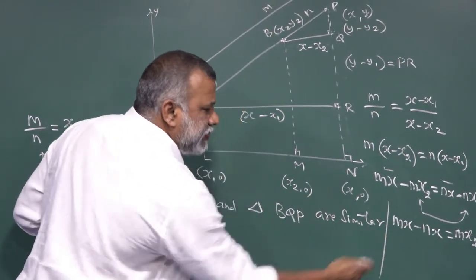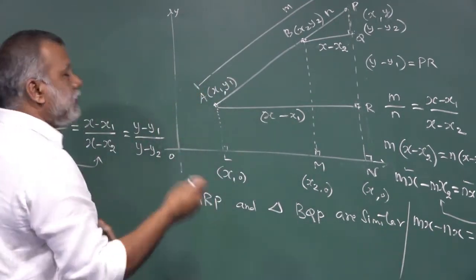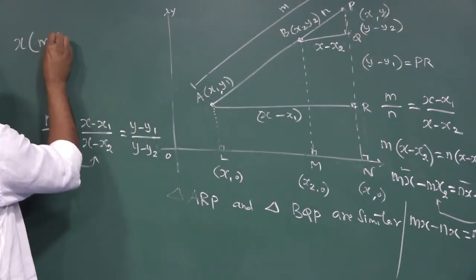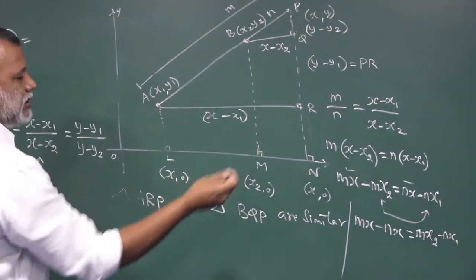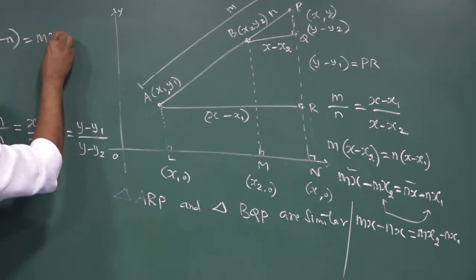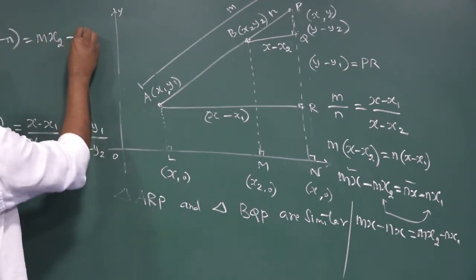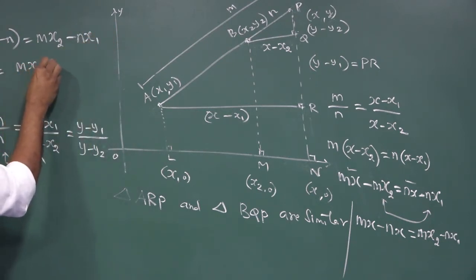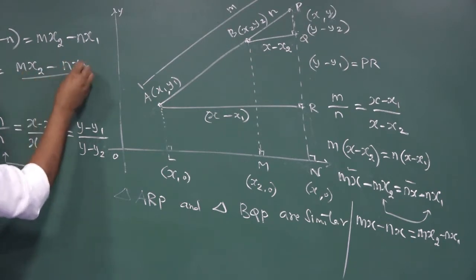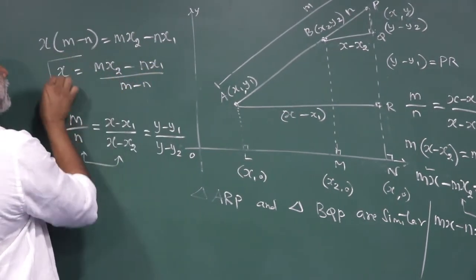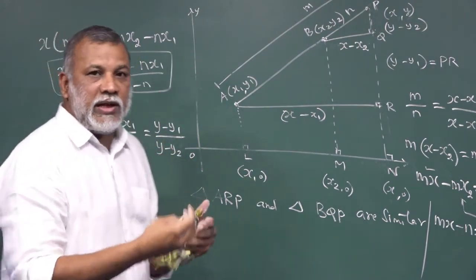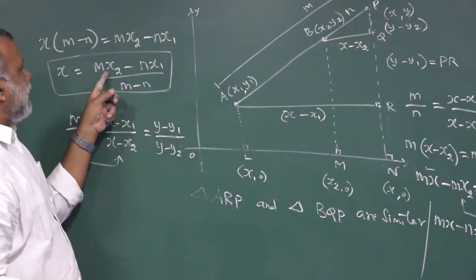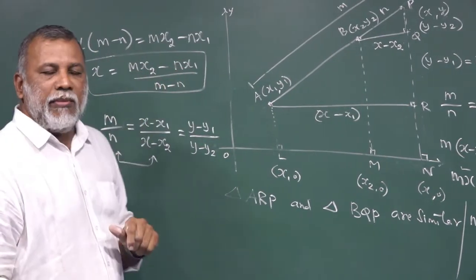What is the result here? Mx minus Nx. From this, we take out x as common, and the remaining is M minus N. That is equal to, what is the result on your RHS? Mx2 minus Nx1. So we need to find the value of the x coordinate. That means Mx2 minus Nx1 divided by M minus N. See your result. This is the value of the x coordinate, the external division concept. So x is equal to Mx2 minus Nx1 divided by M minus N.